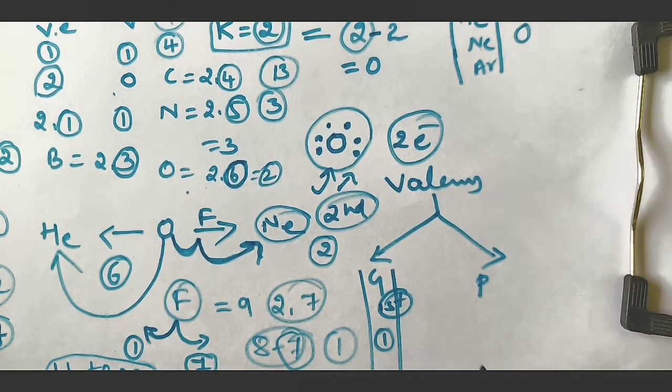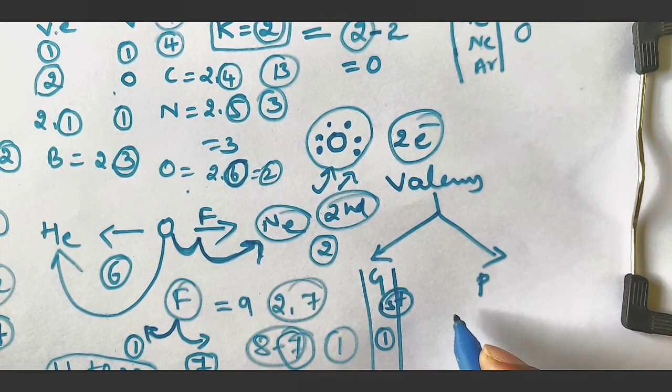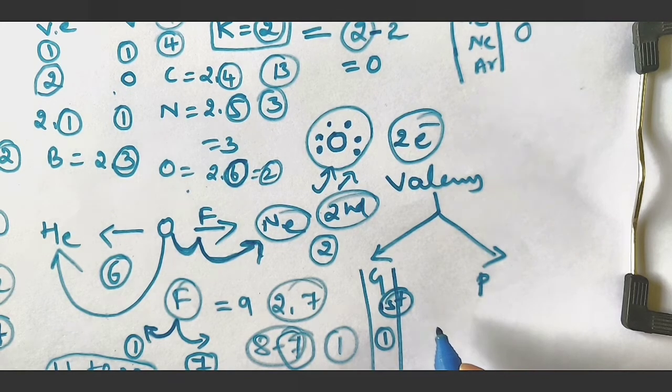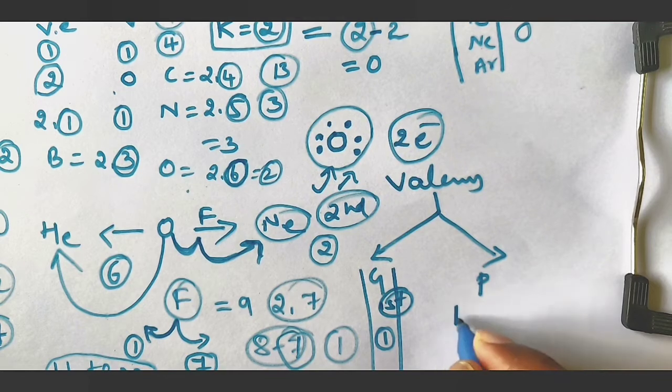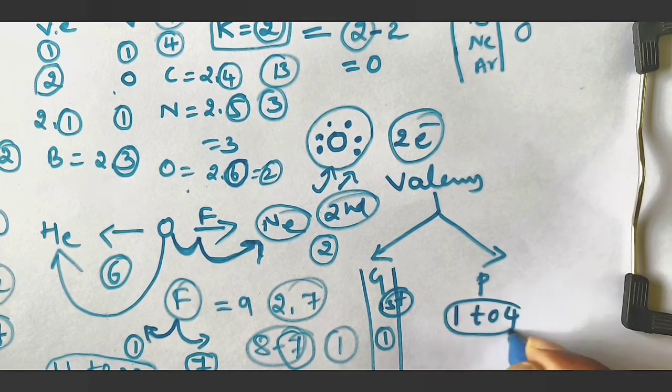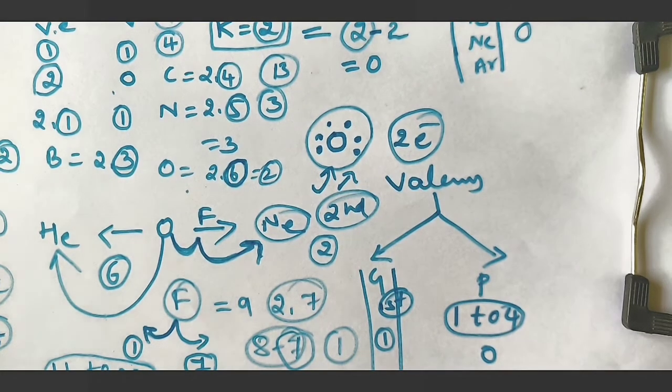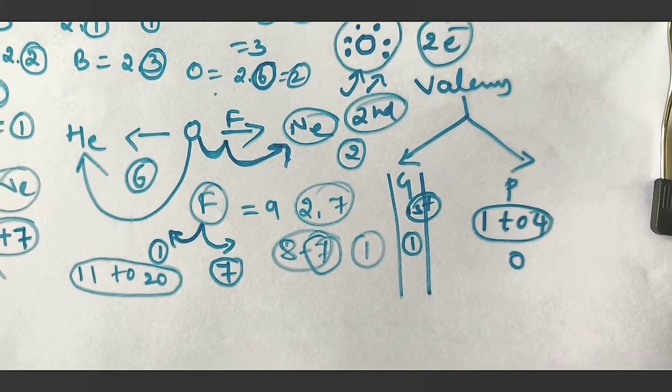Now what is going to happen to the valency in the period? I already told you there will be a variation in the valence electrons. There will be an increase in the valence electrons when you move from left to right. So on moving left to right in a period, the valency of elements first increases from 1 to 4, then it decreases to 0. I will take one period and explain that.